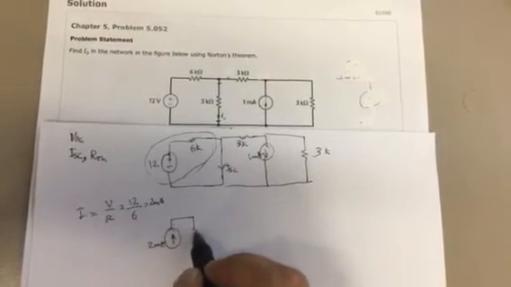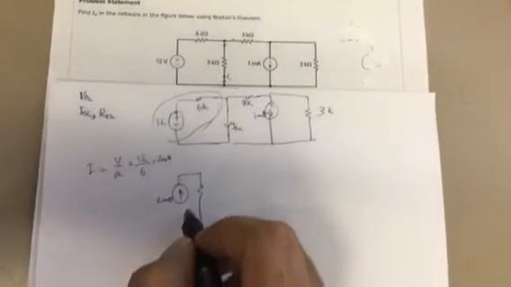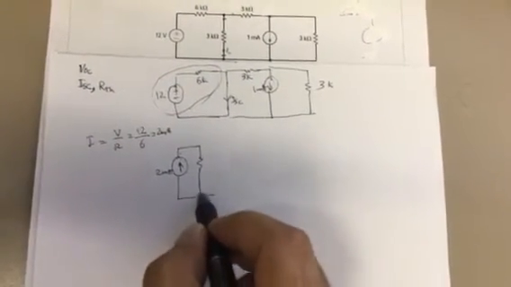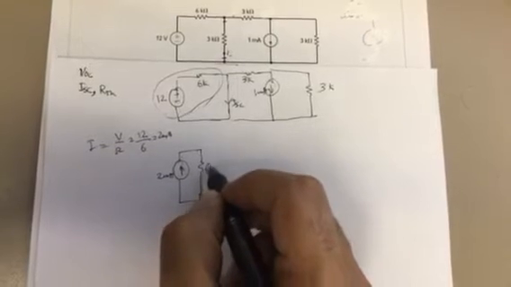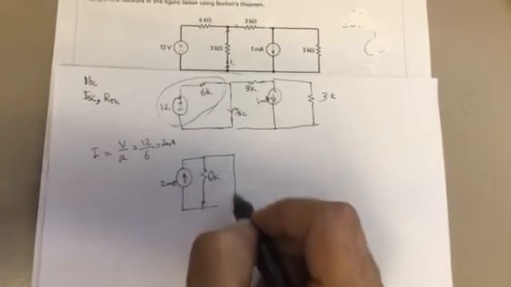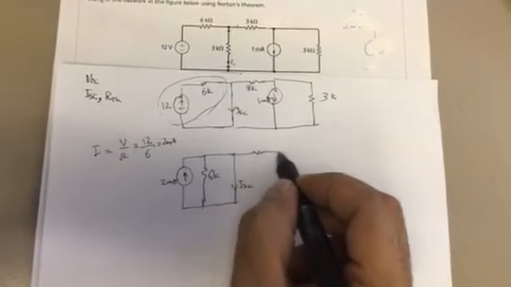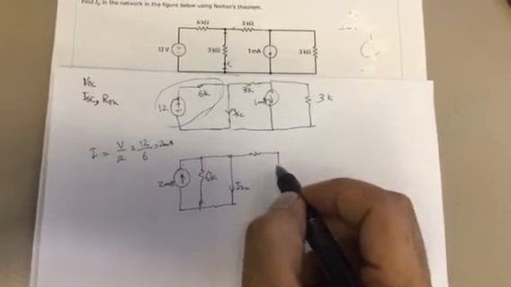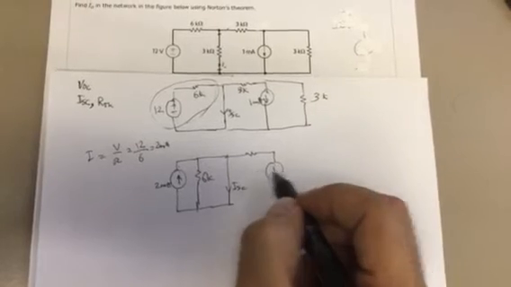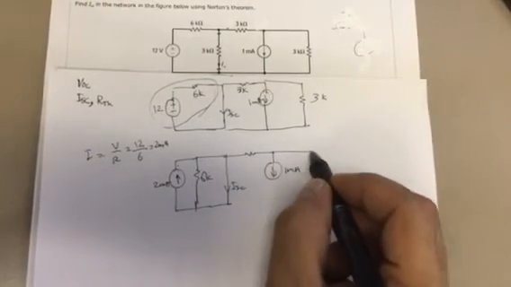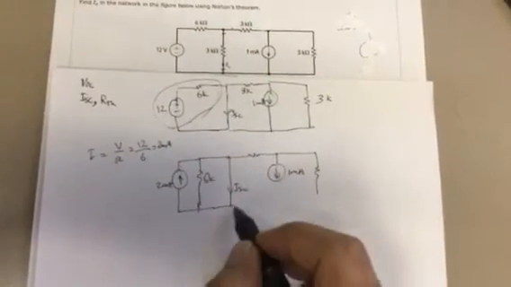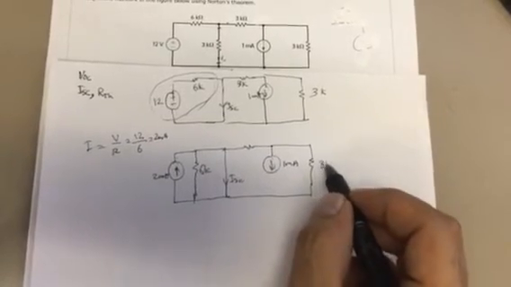So I'm going to change this with a 2 milliampere source, and I'm going to have that 6K just in front of it. Then I have this short circuit current, ISC. Then I have this 3K, and then I have this 1 milliampere coming down, and then I have this 3K over here.